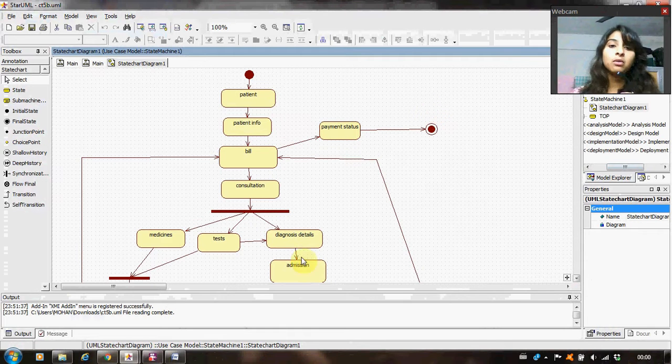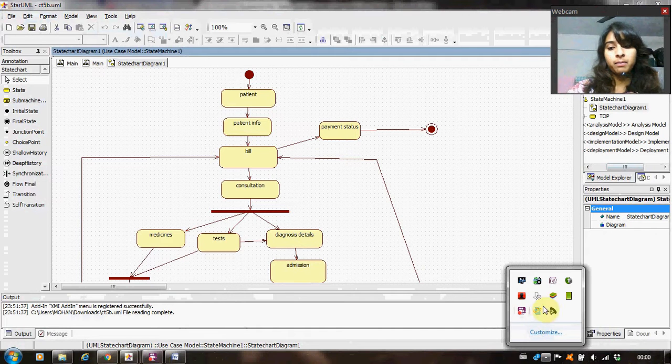So this is how the process of this hospital organization works. So I think you have very well understood how this state chart should be drawn and how the further procedures must be carried out. So thank you.